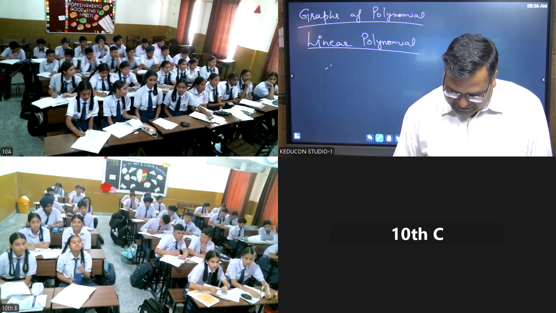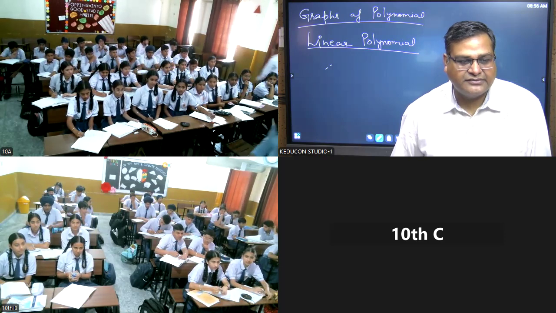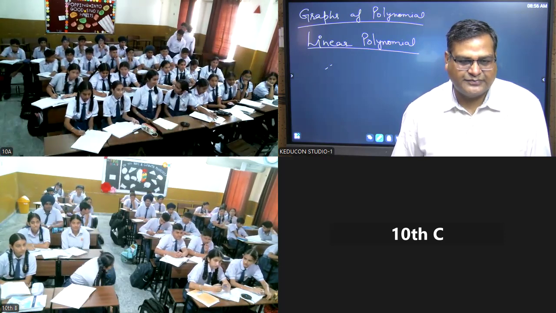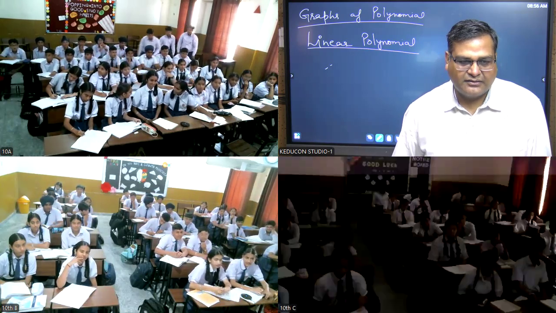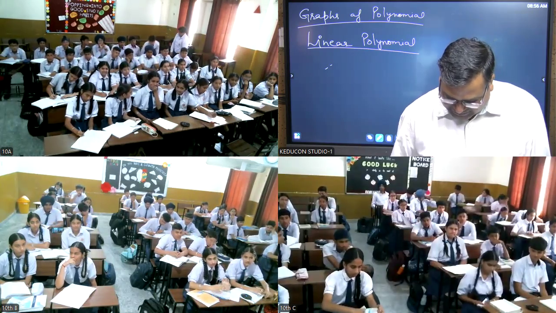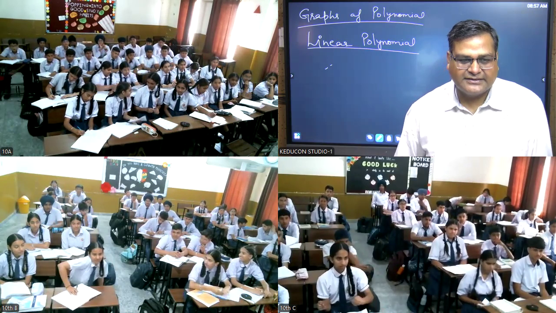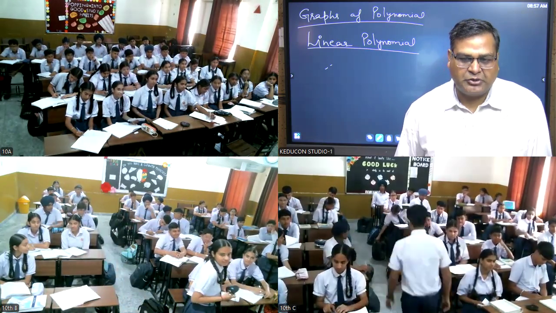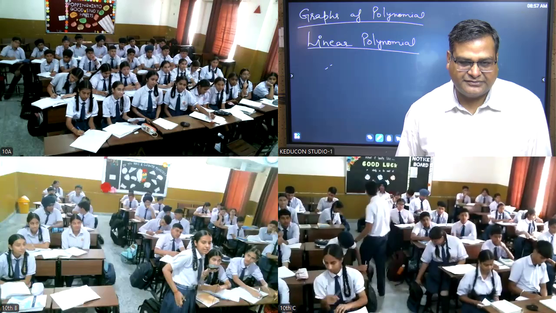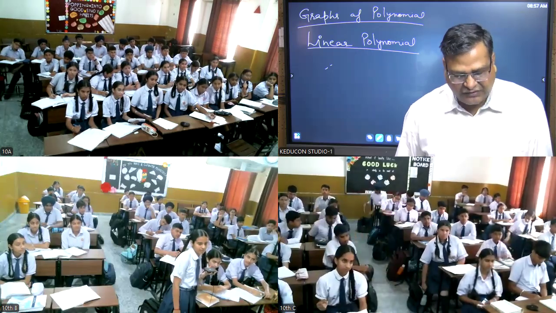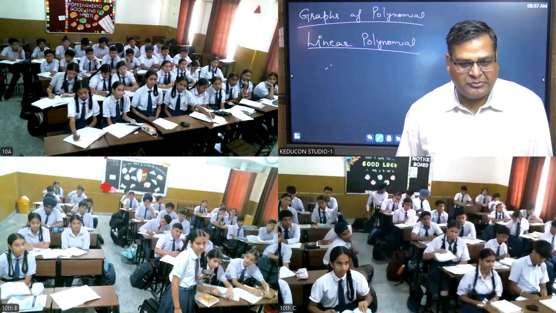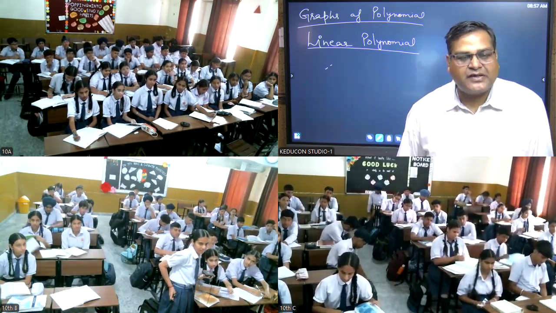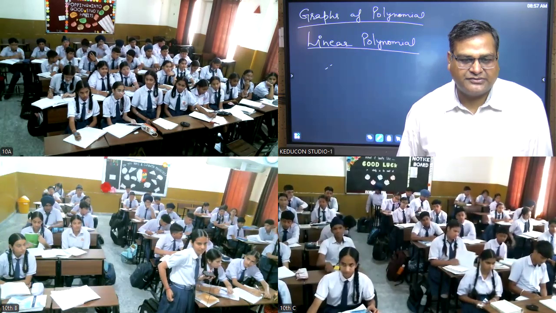Next student, Kiranjot Kaur from 10B. Absent. Deepika Kataria. Tell me beta, what is a linear polynomial? The highest degree of variable is 1. Very good. And what is a quadratic polynomial? Highest degree of variable is 2. Right. What is the shape of the graph of a linear polynomial?